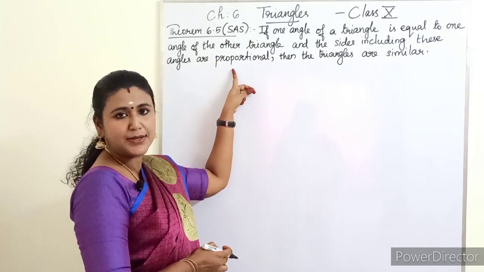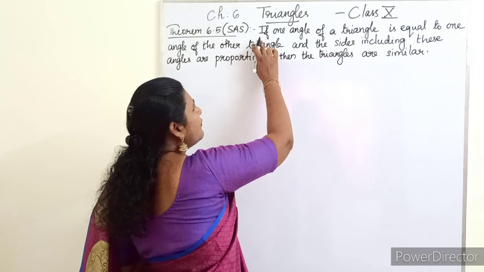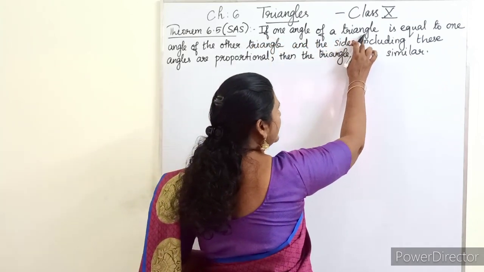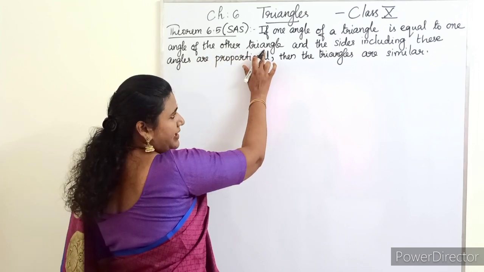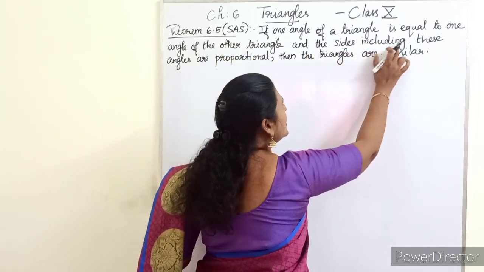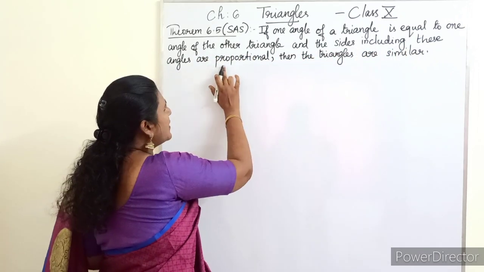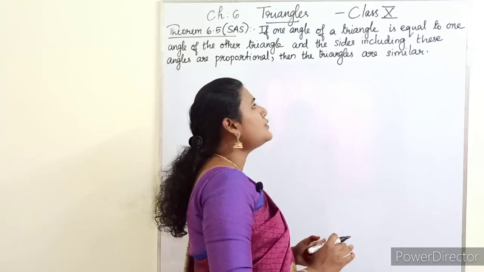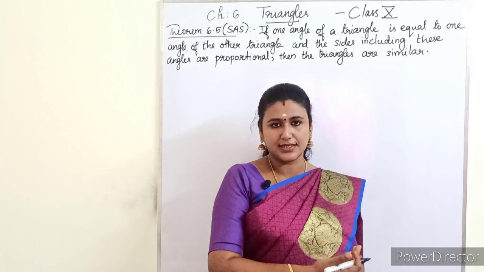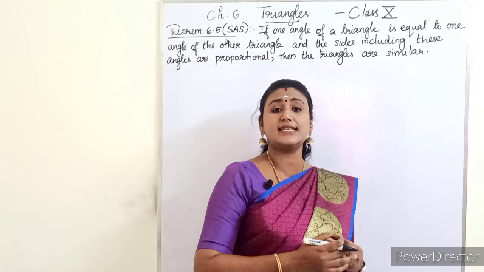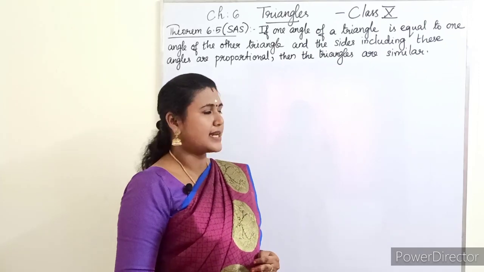So this is the statement of the theorem. If one angle of a triangle is equal to one angle of the other triangle and the sides including these angles are proportional, then the two triangles are similar. So this is the statement of Theorem 6.5, that is SAS similarity criteria.